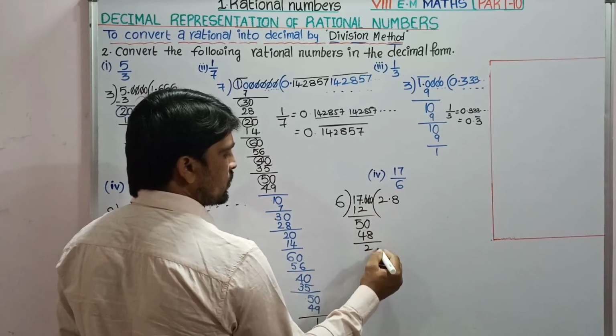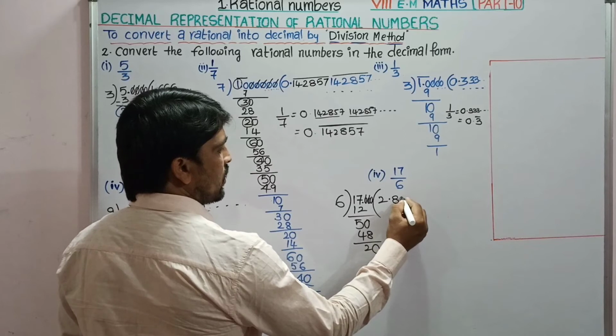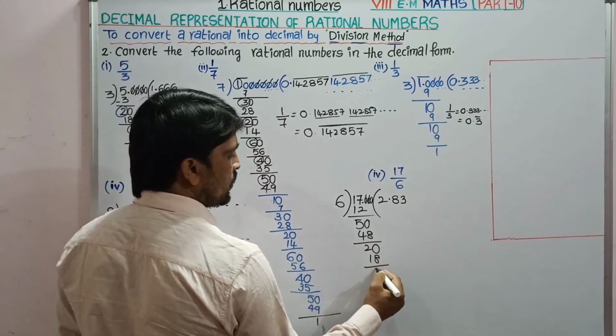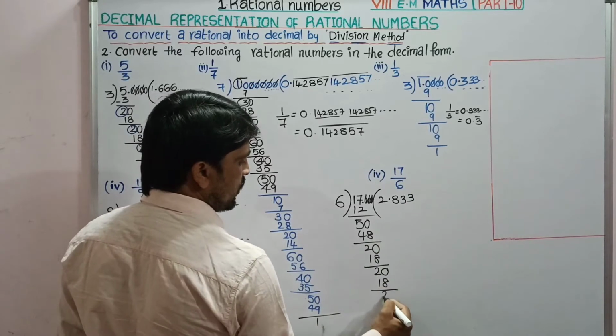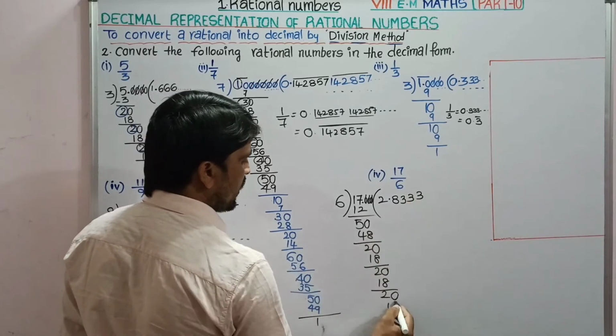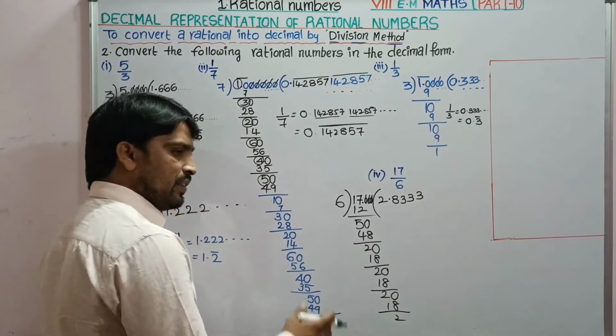Remainder 2, drop another 0. 6 3s are 18. Remainder 2, drop another 0. Again 6 3s are 18. Remainder 2, drop another 0. Again 6 3s are 18. Remainder 2. This process will continue.